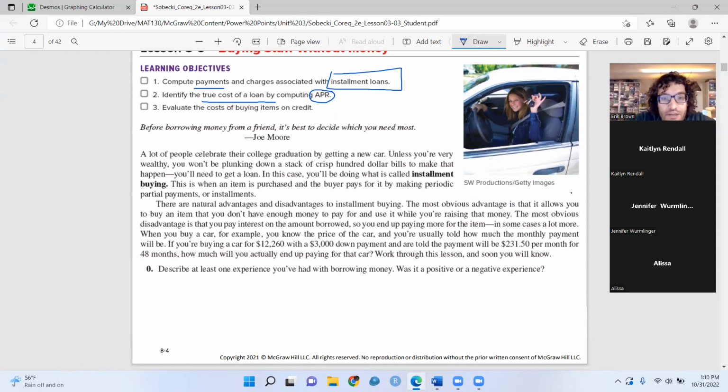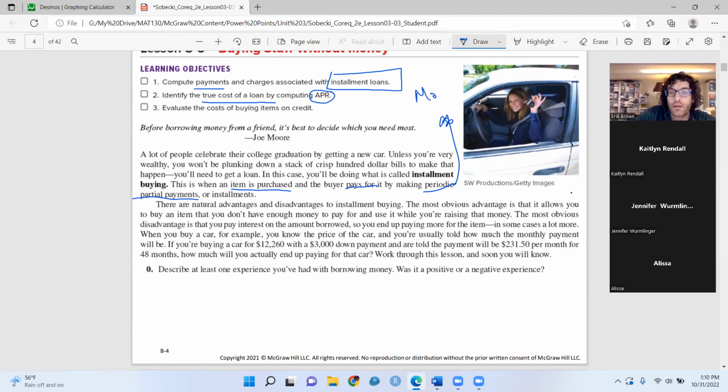So what we need to understand is, what is an installment loan? So an installment loan is when you buy an item and you pay for it making periodic partial payments or installments. And most often these periodic payments are done monthly. So your student loans once you graduate and they go into repayment period, right now they're going to be in deferment while you're in school, they're going to calculate the total interest you're going to owe on it by the end, and then divide that by the number of payments, and you're going to make those payments over time.